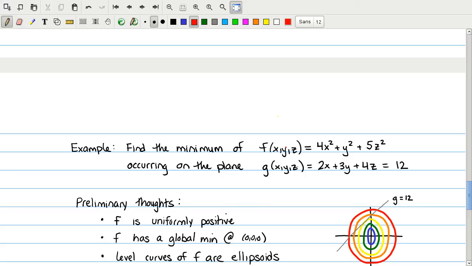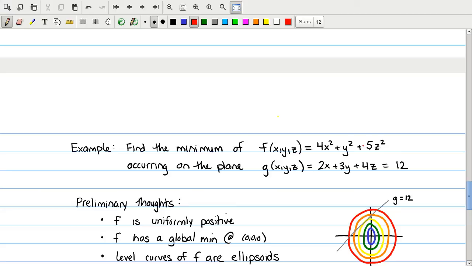Then I have a constraint. I'm not only trying to find a minimum value of this function, which would be at the origin, but I need to find the minimum value that also occurs on the plane g of x, y, and z is 2x plus 3y plus 4z equal to 12. So this is a two-dimensional surface. It's a level surface, and these are level surfaces of f.